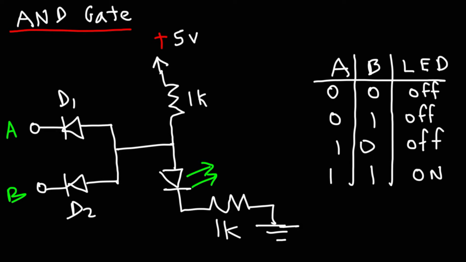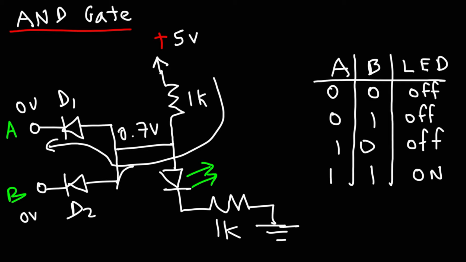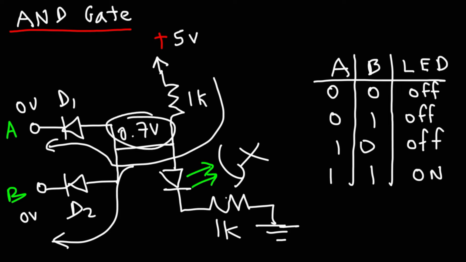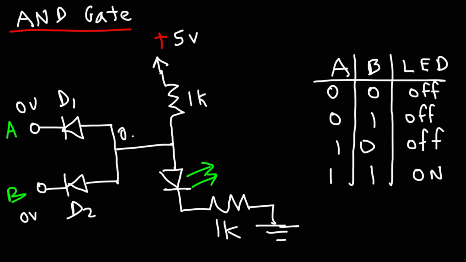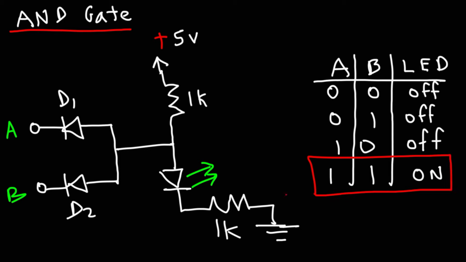So now let's analyze the situation where both A and B are on. Actually, before we do that, let's analyze this one where they're both off. If both A and B are at 0 volts, then this will be at 0.7 as well. So current will flow through both D1 and D2. But no current will flow through the LED because this is still not 2 volts higher with respect to ground. So if either A or B is set to 0 volts, if either of them is off, the LED will be off. The only way the LED will be on is if both A and B are on.